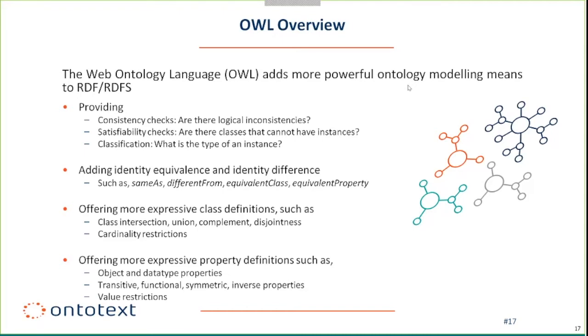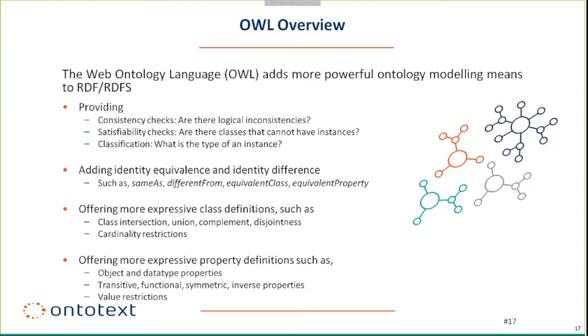In addition, it adds identity equivalence and identity difference. That refers to instances of classes, for example, by using same as and different from, but you also have equivalence and difference between classes and properties as well. So it also offers you more expressive ways in which you can define your classes. For example, you might want to define a class through the disjointness of two classes, or through their intersection, or the complement of one of the classes. And it also allows you to define some cardinality restrictions.